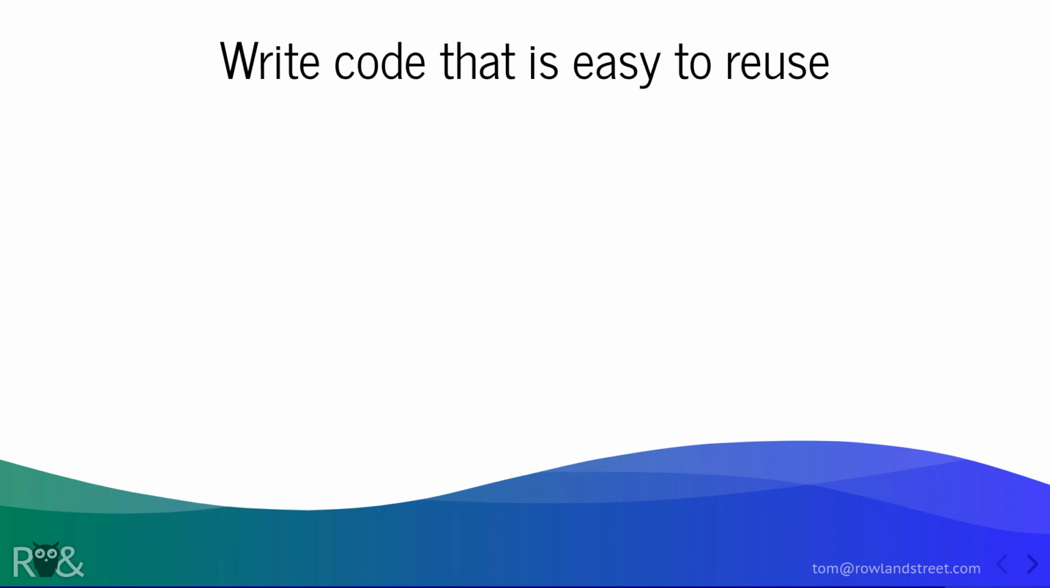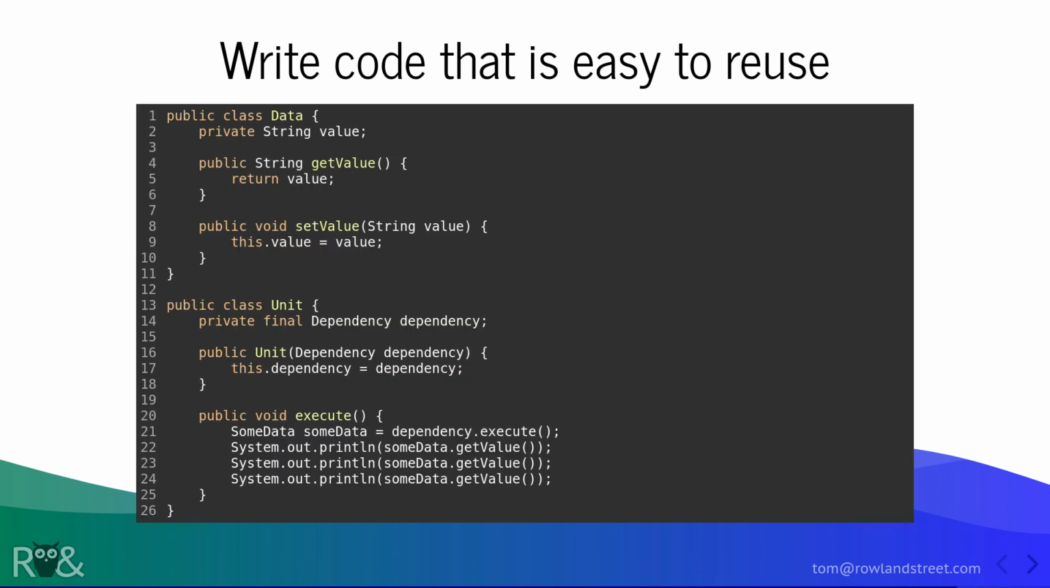Okay, so we've got one more quick coding principle to go through. It's my favourite one, but I needed to get units out the way first, so it's short and easy. I have a single data object called data. It wraps around a string called value, and I have a single unit which takes a single dependency. When I run this unit, line 21, all it does is run the dependency, and the dependency returns its output of this data. And we're going to print the value on that data 3 times.